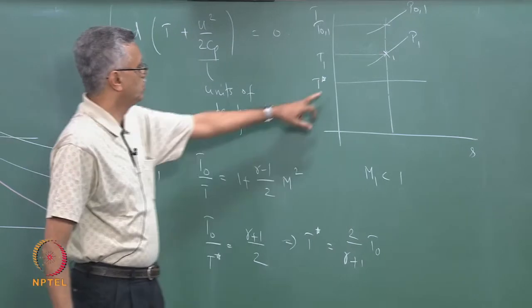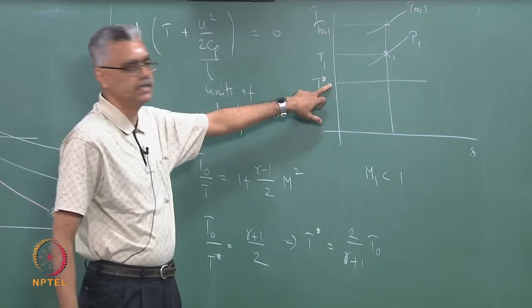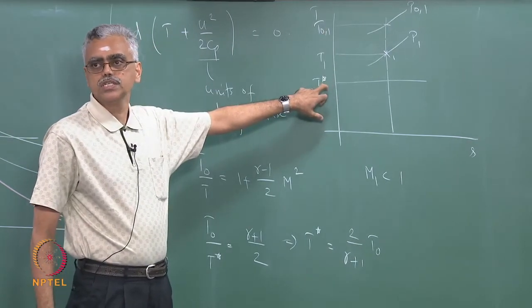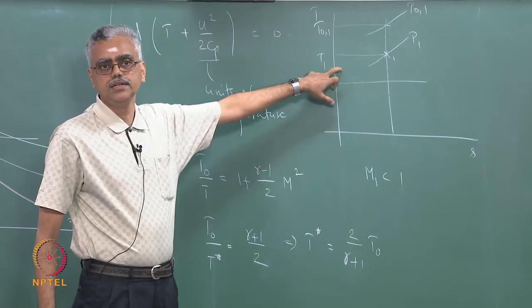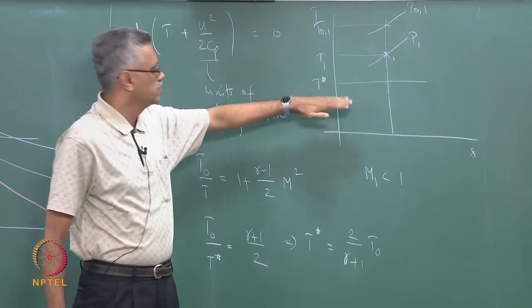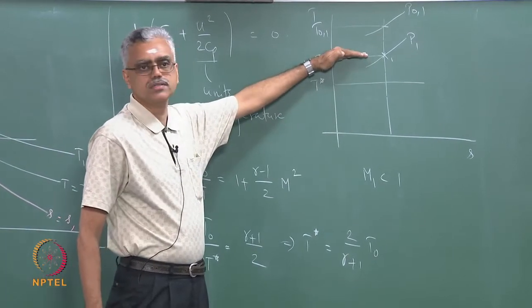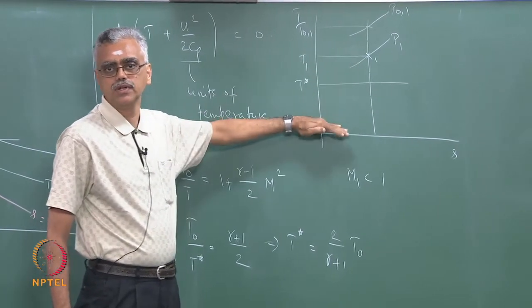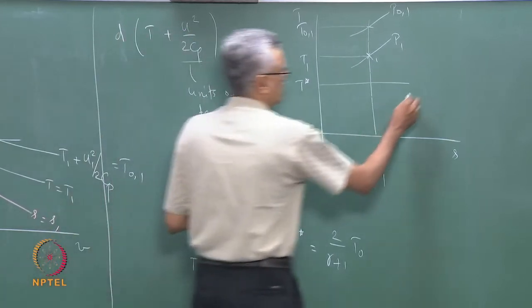This is T equal to T star. So once I know T0, I can show T star. Once I show T star, I immediately know whether the state is subsonic or supersonic, right. Subsonic states will lie above this and supersonic states will lie below this. Okay, so let us show that also.